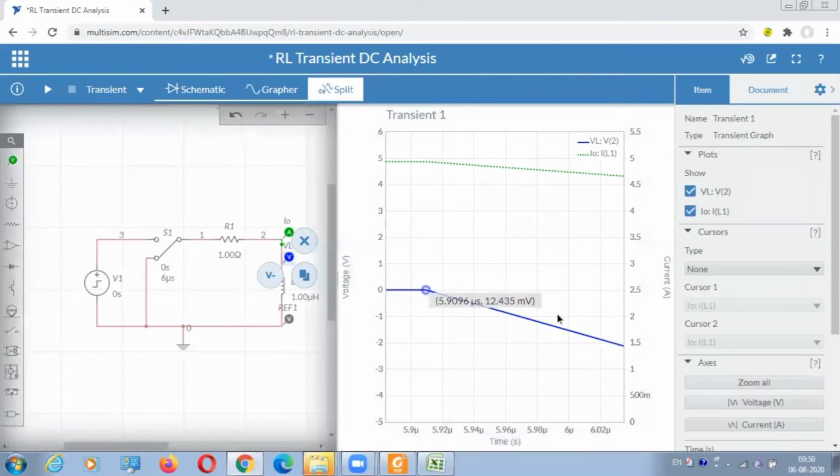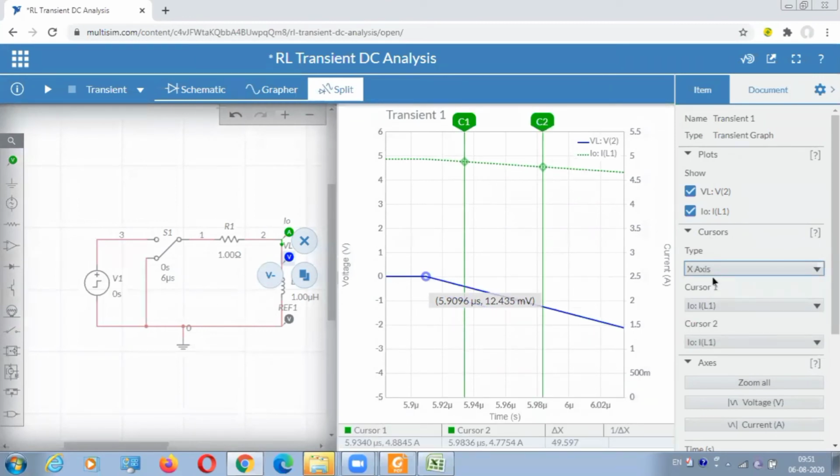What you need to do is, I'll just show you. Click on the graph. Okay, then you will get a cursor option on the right hand side. Then you choose your axis, you choose your x axis, no problem. From here, cursor. Suppose I tell you to choose at 5.94 microsecond, what is my value of voltage?